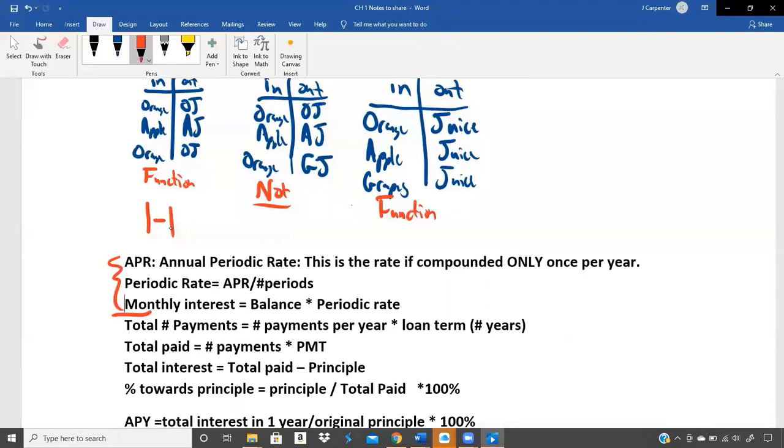So how do you find a total number of payments? Well, it's the number of payments you make in a year times the loan term. So let's say you're paying monthly and you've got a car loan for 3 years. That would be 12 payments per year, you're paying every month, times 3 years. That would be 36 payments.